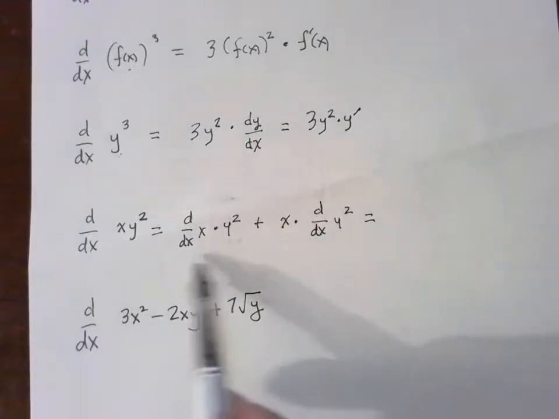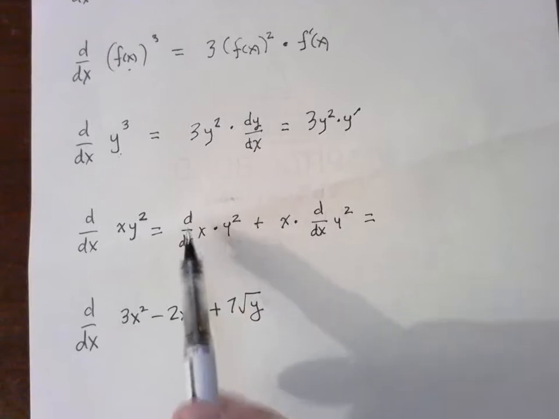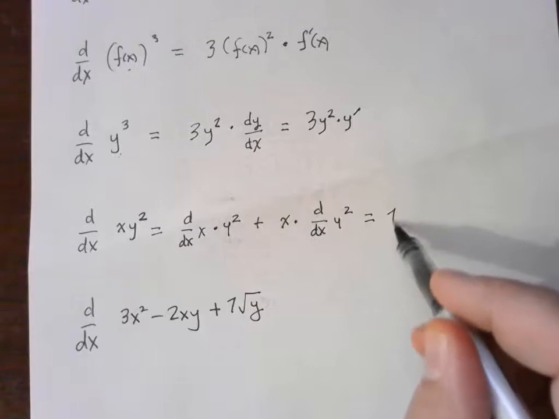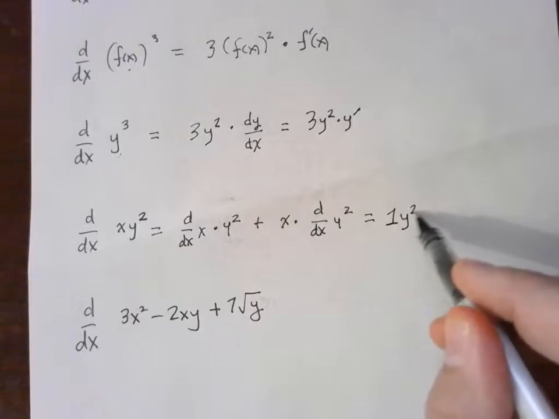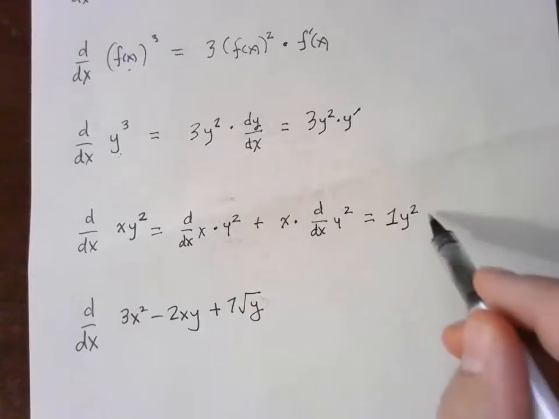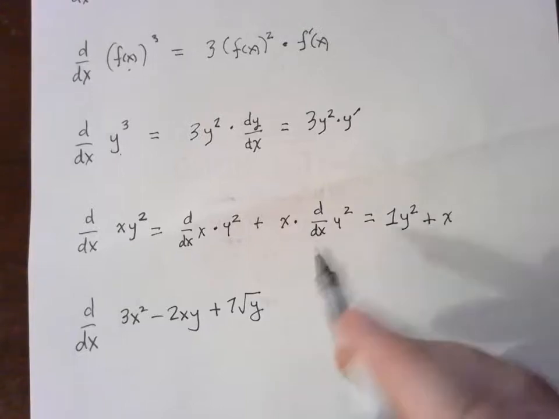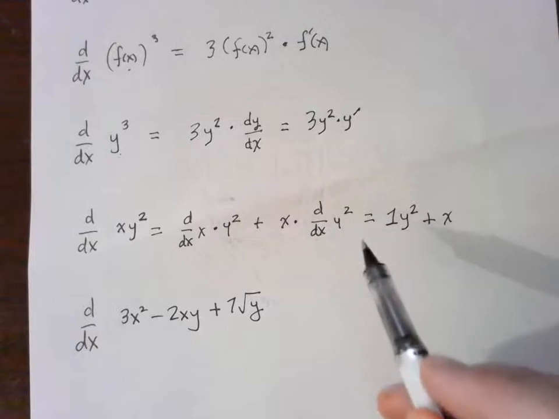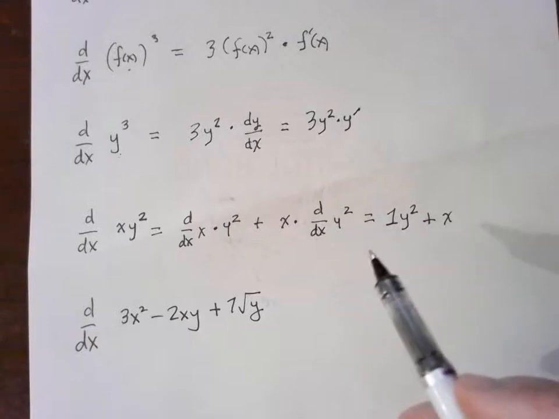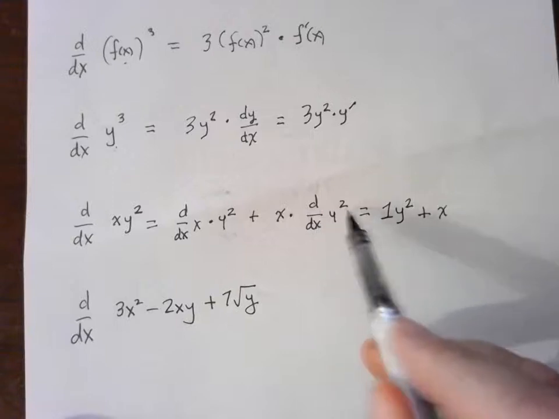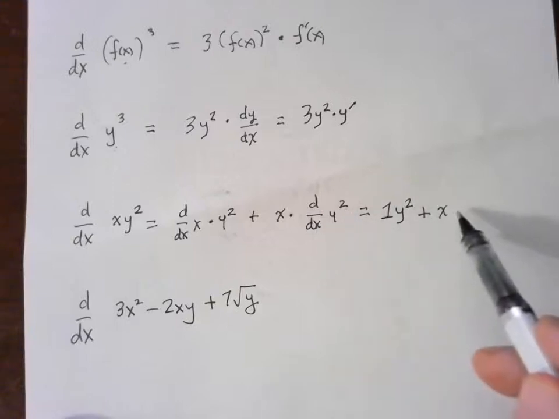Now this first term, there's no implicit differentiation. D dx x is just 1. So I'm going to get 1 times y squared, which of course I would normally write as y squared. But on the second term, I have x times d dx y squared. So here's where the chain rule, the implicit differentiation, is going to come into play. If this were d dx x squared, I would just write 2x, and I would be finished.